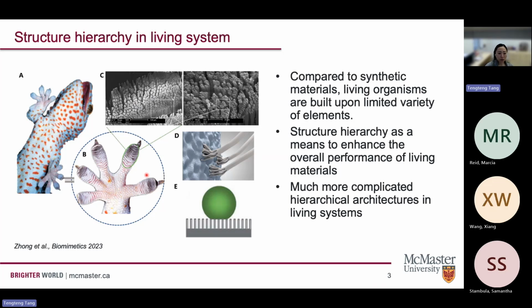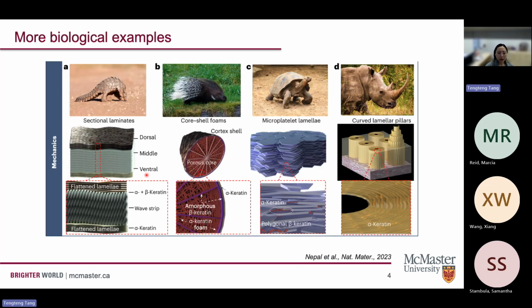So this is just one very typical example of how structural hierarchy plays such an essential role in terms of the biological and mechanical function. And we know that in nature, there are so many examples, ranging from the pangolin scales that have those multiple layers to the porcupine spines, to turtle shells, to rhino horns. All those nature-derived materials have a very complex hierarchical structure.